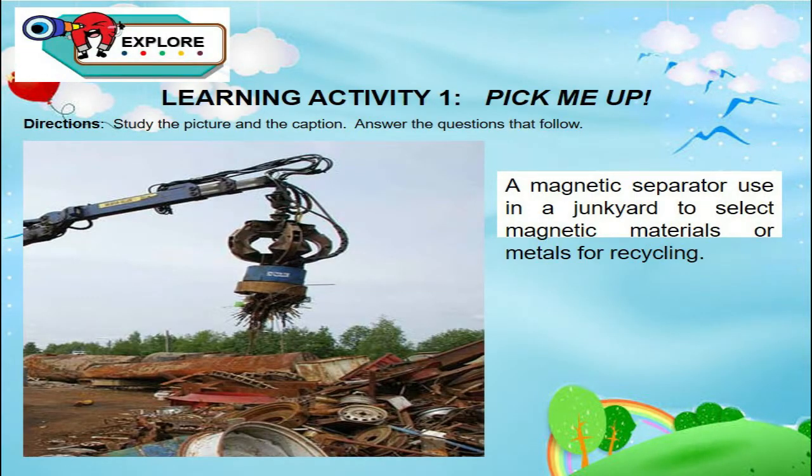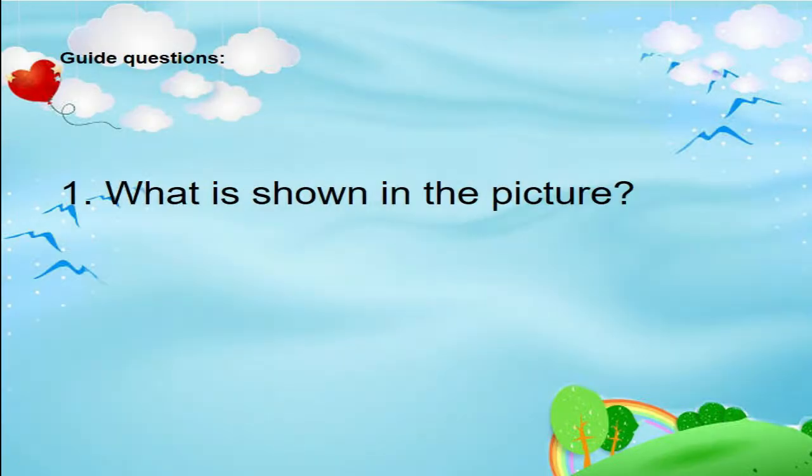Now for the next activity, study the picture and the caption. Then answer the question that follows. The image projected is a magnetic separator used in a junkyard to select magnetic materials or metals for recycling. Now answer the guide questions.